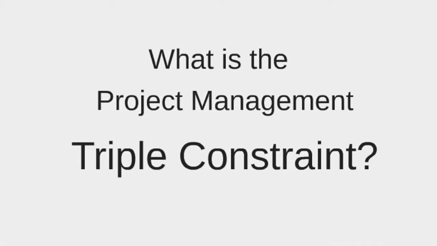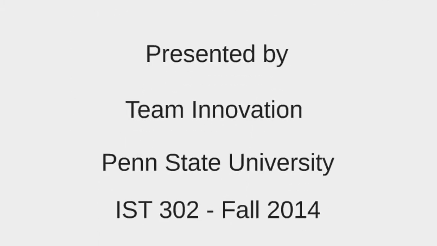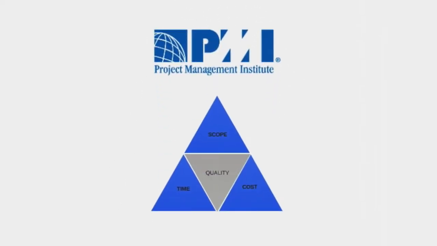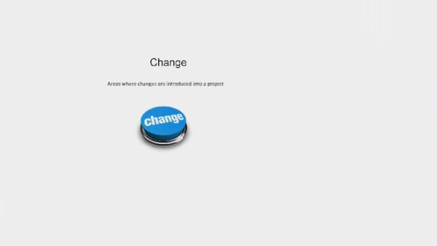What is the Project Management Triple Constraint, presented by Team Innovation? Properly documented by the Project Management Institute, PMI, the triple constraint is a model of the constraints on a project. These include scope, time, and cost, and their effect on quality.